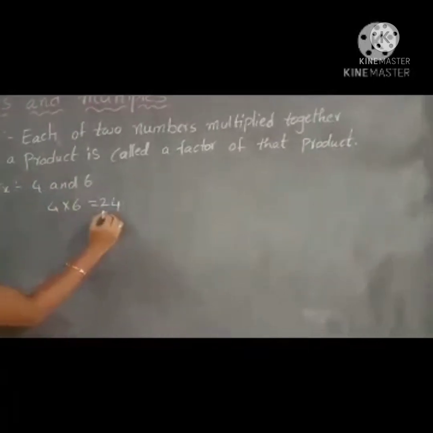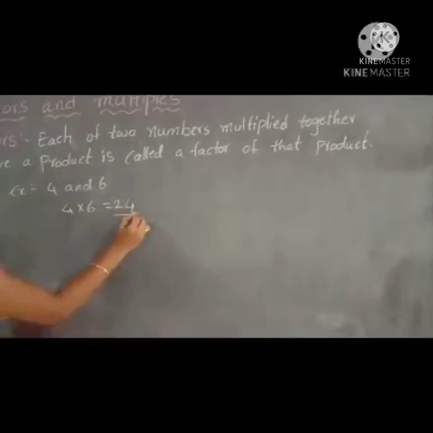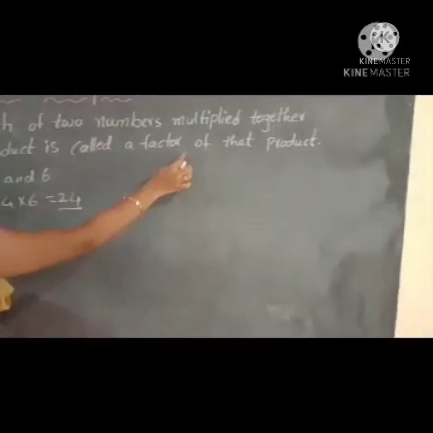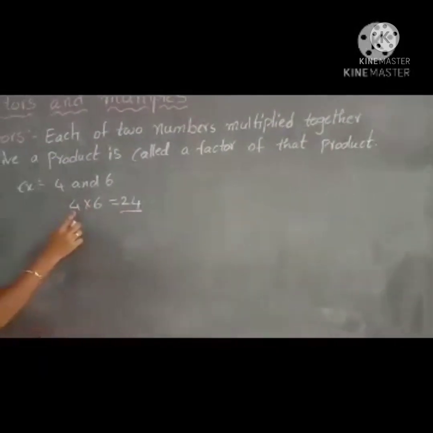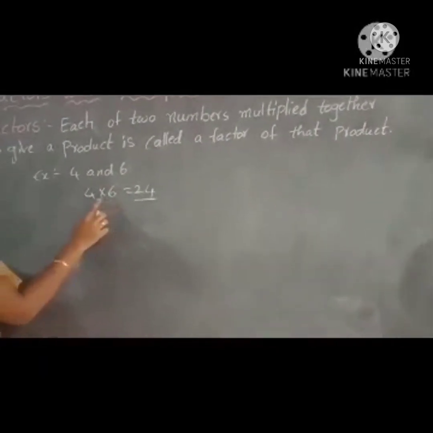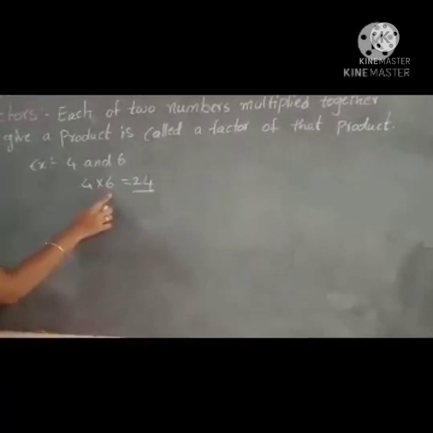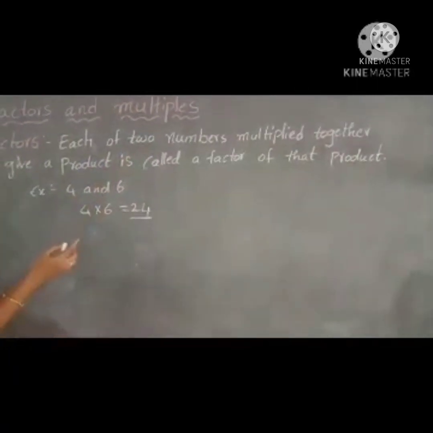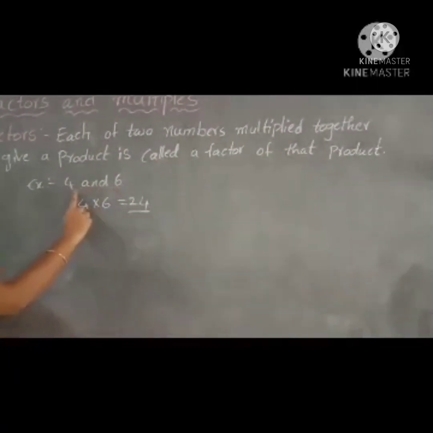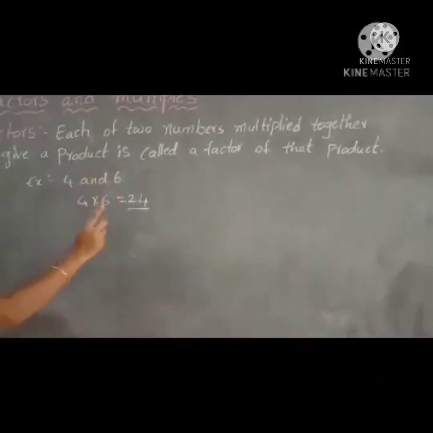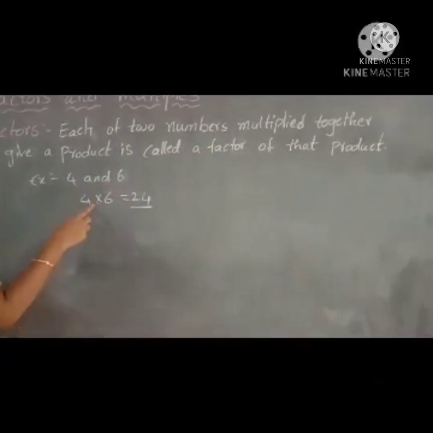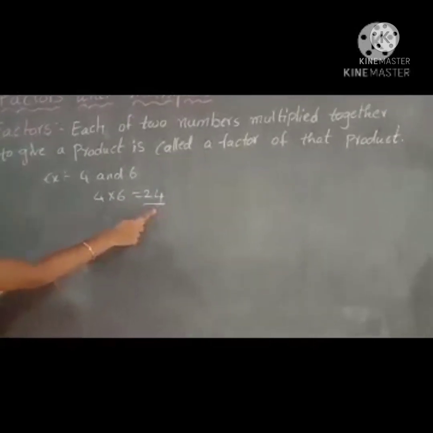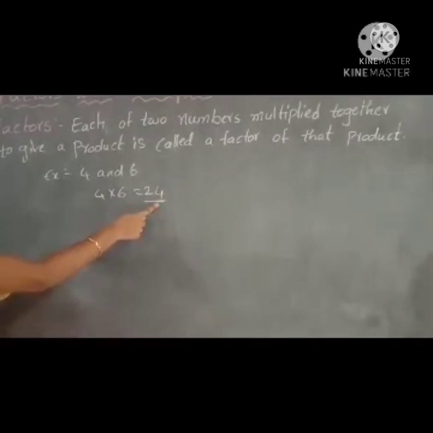See here, multiplied together to give a product. This is the product. Product means answer. The answer is called a factor of that product. Okay children, this is the factor of these two numbers. Factor means each of two numbers multiplied together. Multiplied together means we have to multiply these two numbers. What do we get? We get the product. Product means the answer.